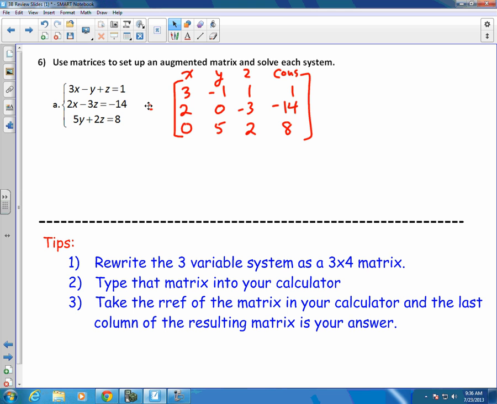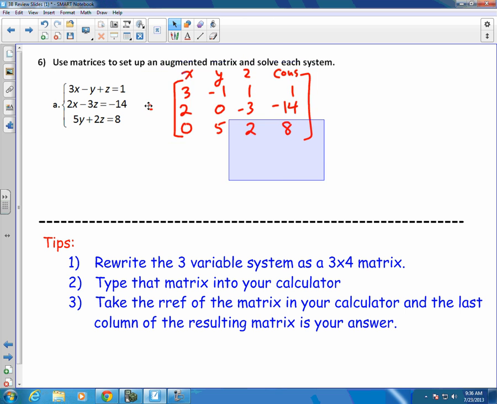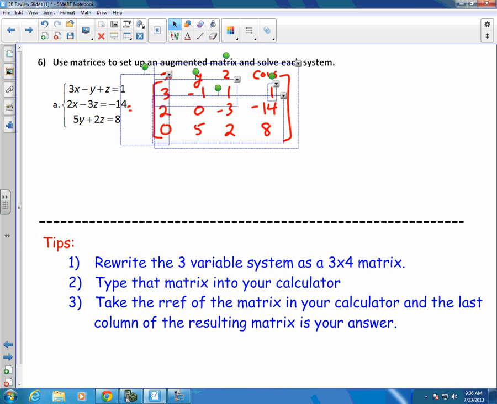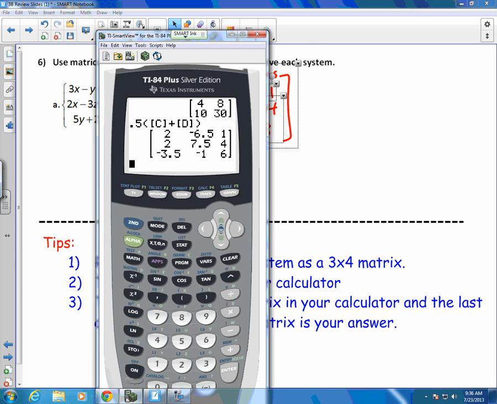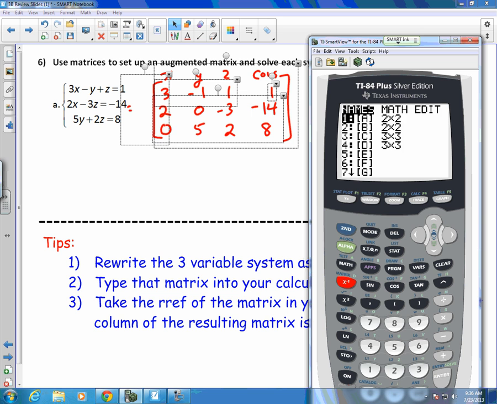So pulling this out, just gonna move this a little bit over so I can see my calculator. But at this point, all I have to do is go to my matrix menu again, and I'm just going to use any of these matrices. It doesn't really matter. I'm going to edit this one. And my dimensions are 3 by 4, so 3 by 4. And I'm going to enter the matrix that I just created.